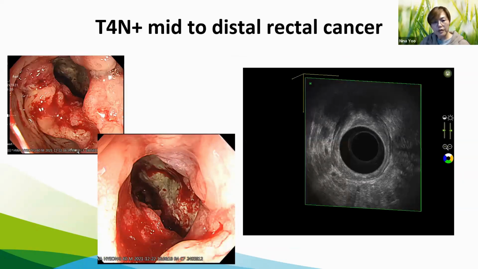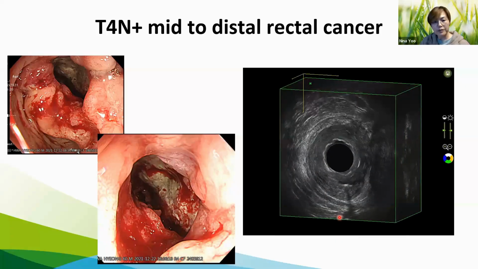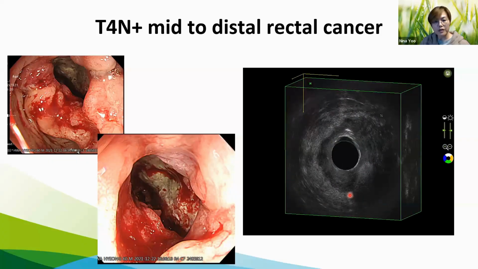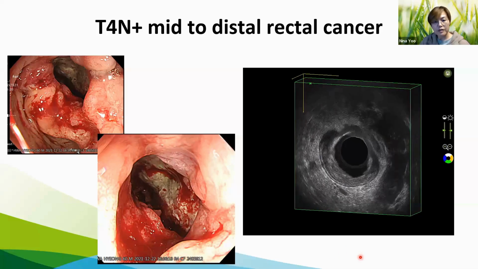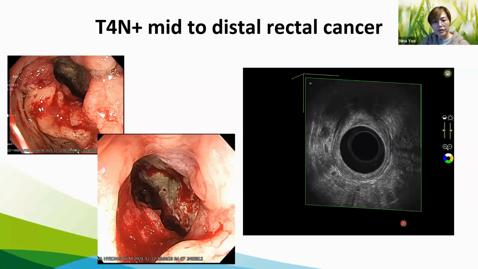Another example is, you can see this bulky tumor on the endoscope, and when you scan through the rectum using the ultrasound, you can see that the tumor is involving the entire rectal wall layer, and you can actually move around and scan it through. You can see that the mass involves more than 1/2 of the lumen and invades the prostate.